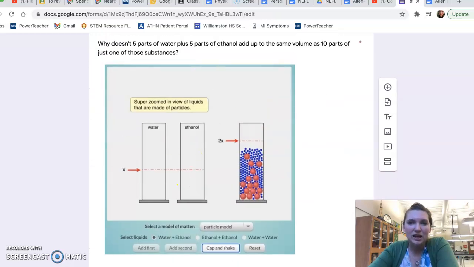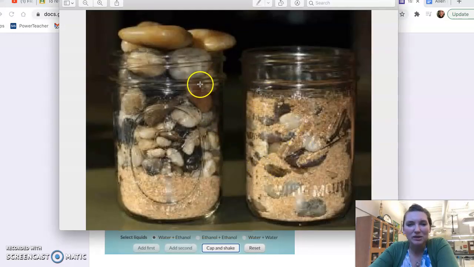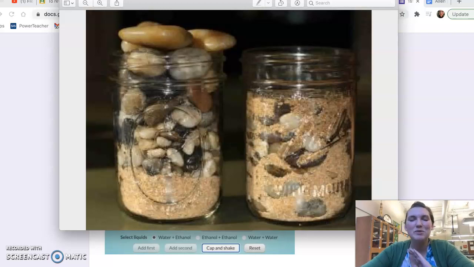They fit together like marbles, or like rocks and sand. Okay? I want to be more precise with my words there. They don't filter between. The smaller water molecules, or smaller water particles is another way to say that, fit in between the larger ethanol particles. Okay? There you go.